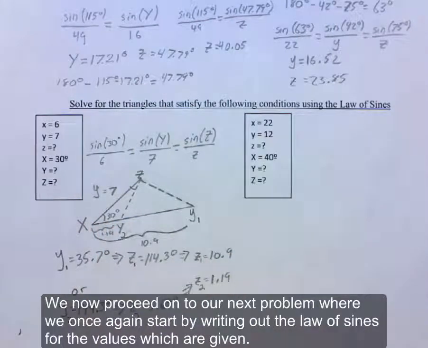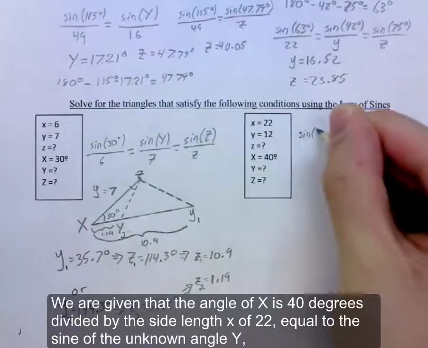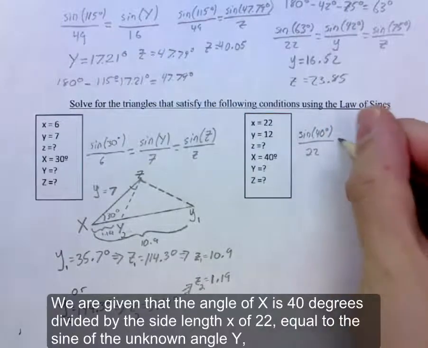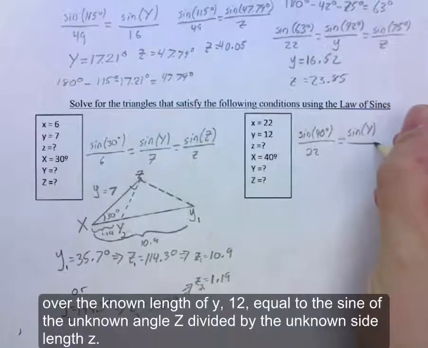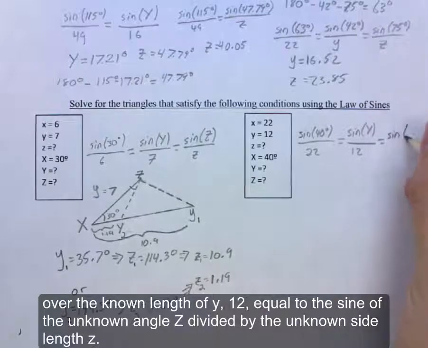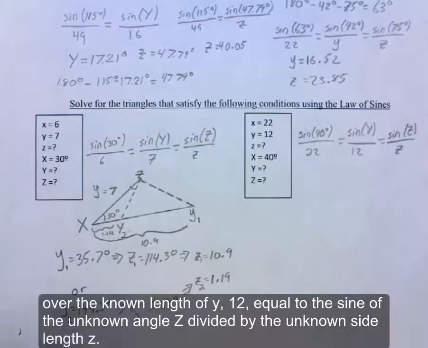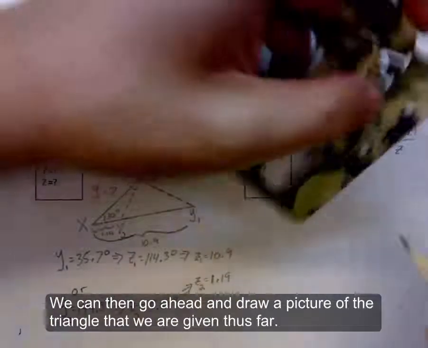We now proceed on to our next problem, where we once again start by writing out the law of sines for the values which are given. We are given that the sine of the angle x is 40 degrees, divided by the side length x of 22, equal to the sine of the unknown angle y over the known length of y, 12, equal to the sine of the unknown angle z divided by the unknown side length z.